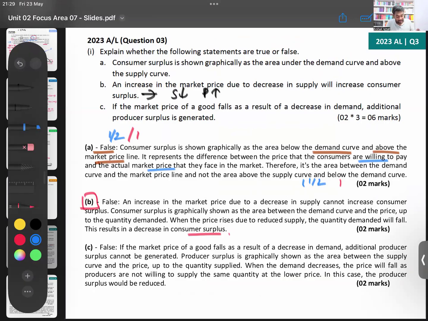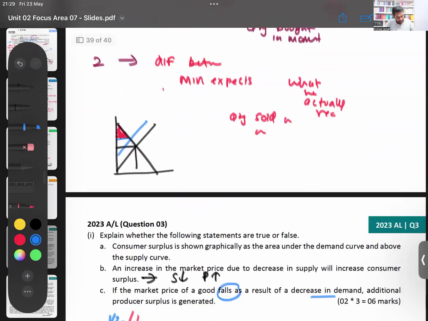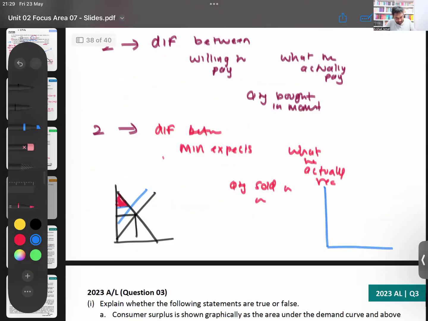Then part C, if the price of a good falls as a result of a decrease in demand, additional producer surplus is generated. If the market price of a good falls as a result of a decrease in demand. Okay, so we'll draw and see. This is the demand and supply. This is the producer surplus right now. Now they are saying there has been a decrease in the demand. So as a result, price is now falling.